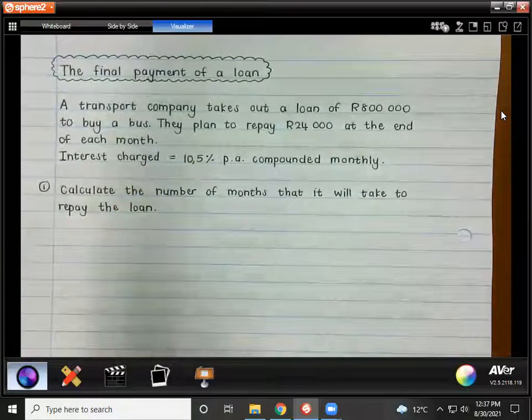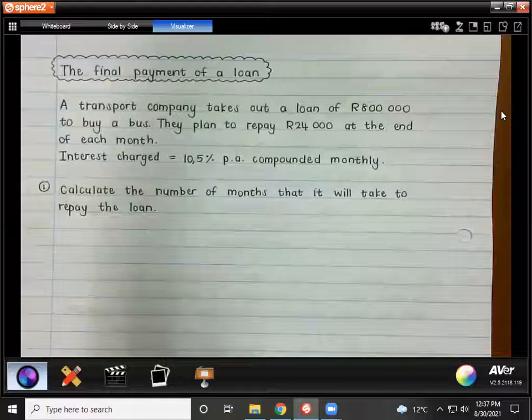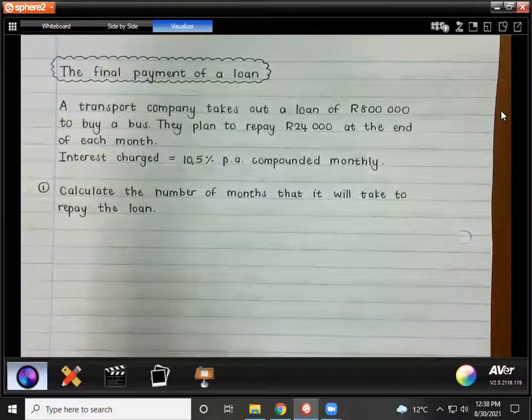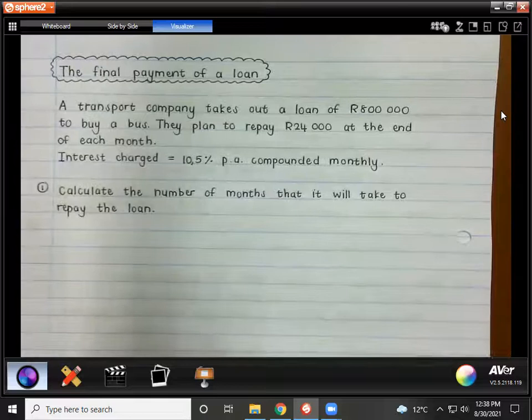Okay, you can do this first one on your own. Calculate the number of months that it will take to repay the loan. So that is finding n, right? And remember, what do we need to use in order to find n? Because n is the exponent, we have to use logs. You can do that one quickly. Find n.